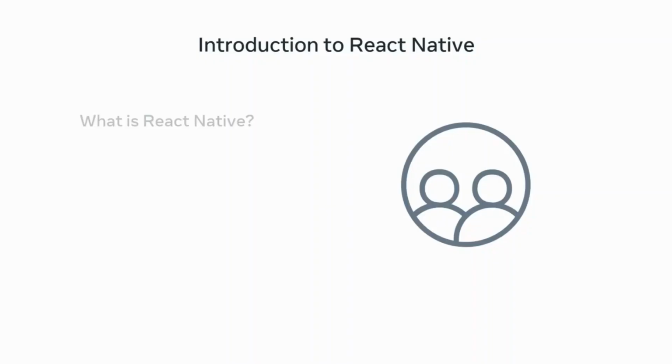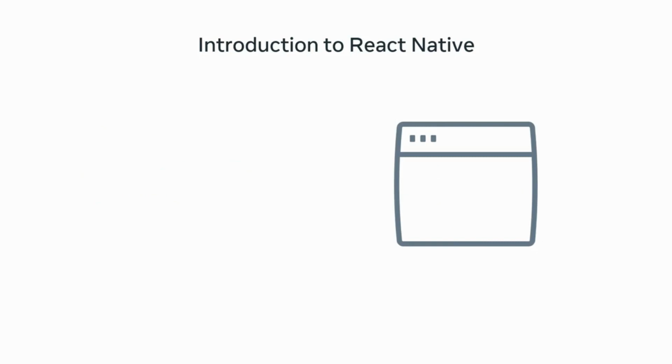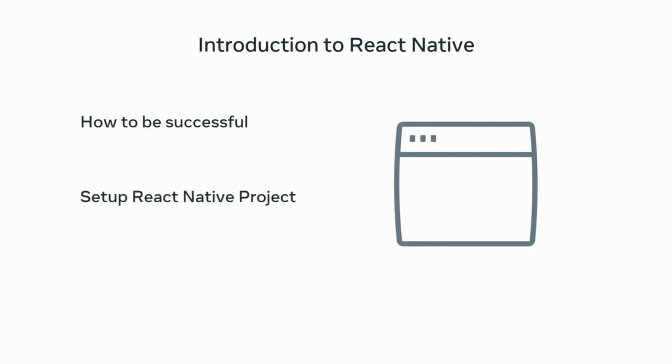You began the module with a course introduction in which you were exposed to the basic concepts of React Native. Now that you've completed this lesson, you can describe what React Native is, explain the motivation behind using React Native, and describe terms related to native, cross-platform, and hybrid developer roles. You should also know how to apply steps that will help you to be successful in this course and set up a React Native project in VS Code using React Native CLI.